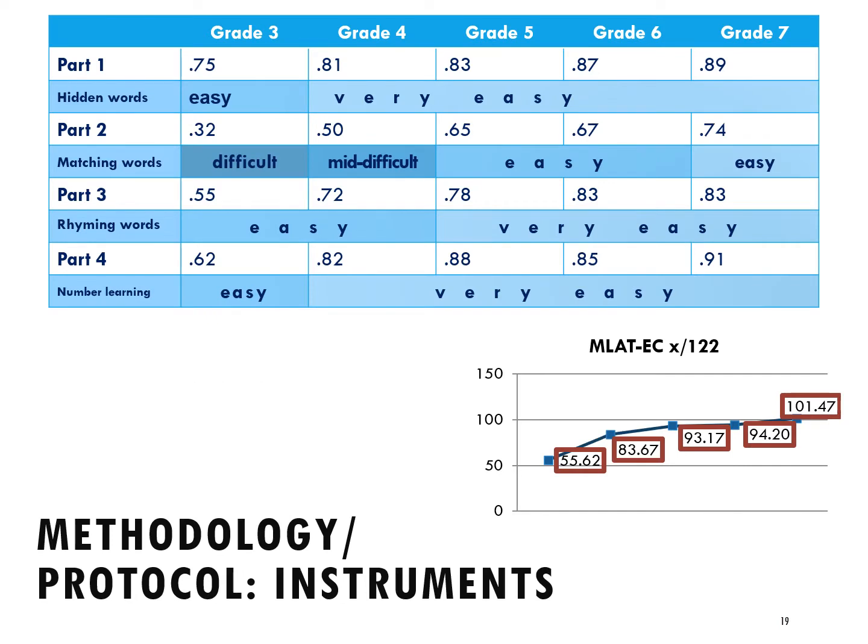Here you have the mean p-values of the Modern Language Aptitude Test Elementary in Catalan, where you can see that the test becomes easier the higher the grade, with part 2 being the most difficult one and with a rather significant jump between grades 3 and 4 across parts.